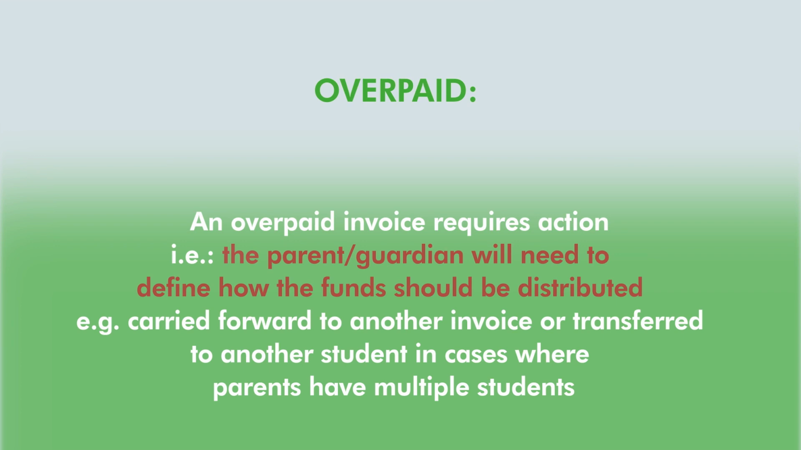5. Fully paid. This is an invoice that has been settled. A fully paid invoice cannot be edited. A fully paid invoice can be archived. An overpaid invoice requires action. That is, the parent or guardian will need to define how the funds should be distributed. For example, carried forward to another invoice or transferred to another student in cases where parents have multiple students.